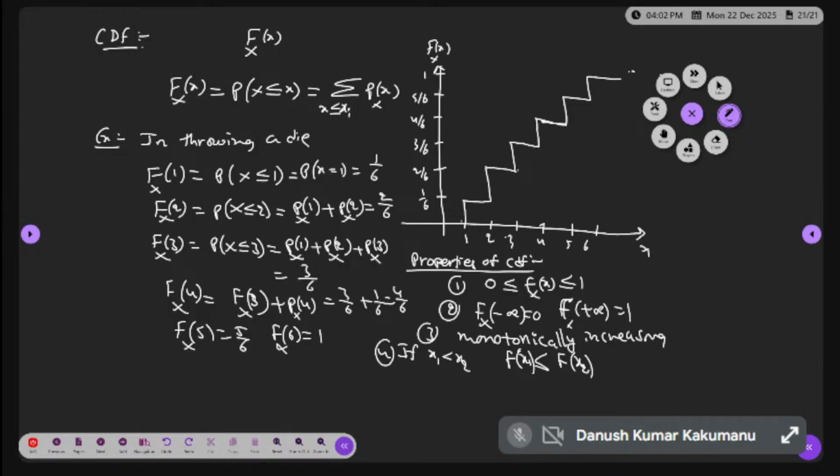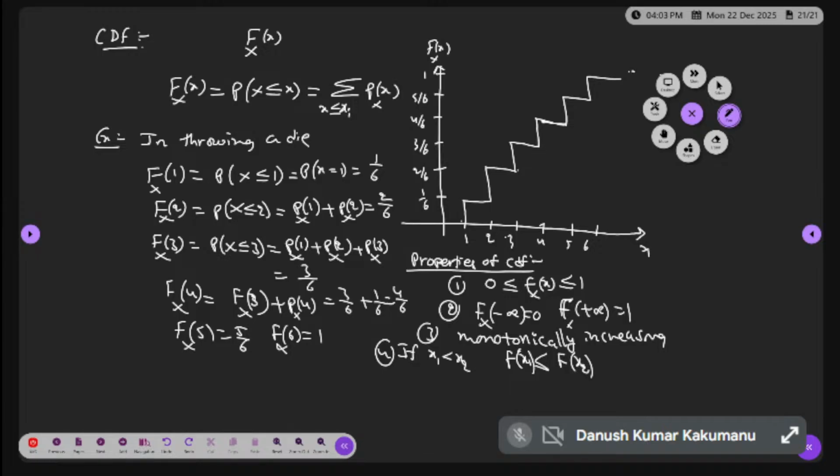What is the nature of this fifth property? Write down the fifth property. The nature of the graph is mixed nature. Why is it mixed nature? The sudden jumps are what? Sudden jumps are discrete. In any graph, a sudden jump is discrete, and we can also say discontinuous.